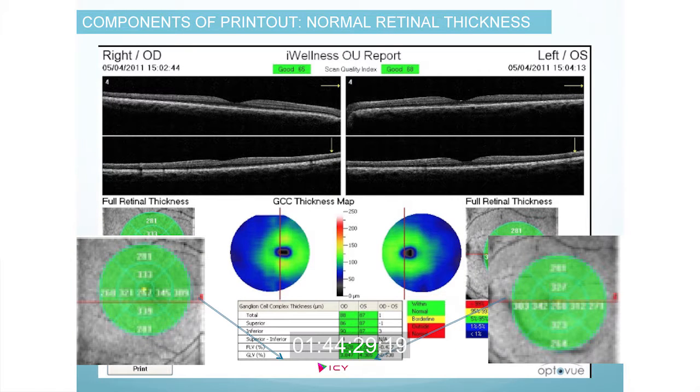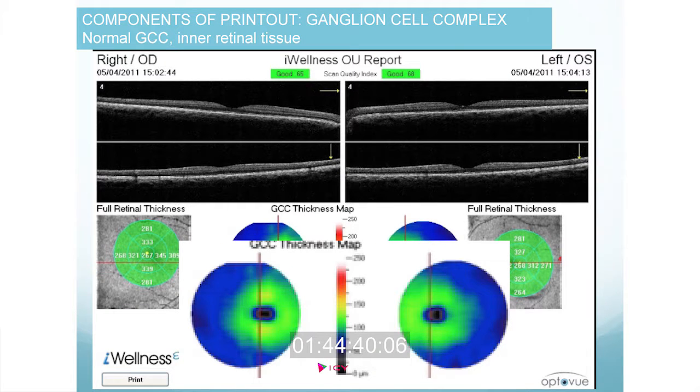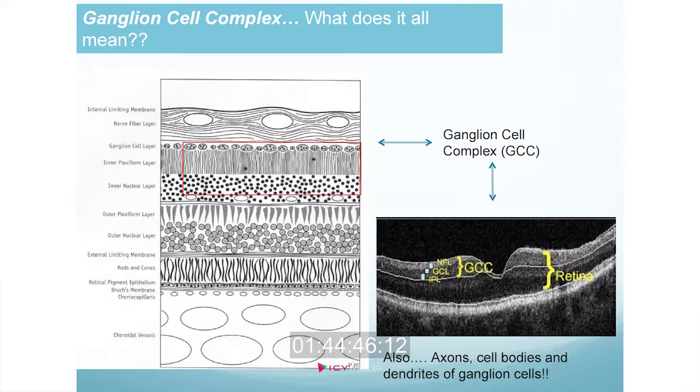Then we have our retinal thickness maps, which look completely normal. Remember, they're measured on a micron scale. We want them to be green. These are all green. And then the ganglion cell maps. I talked before about the ganglion cell complex, how it's made up of 3 layers of the inner retina, and they house the ganglion cell dendrites, cell bodies and axons. So if there's an abnormality affecting the nerve, it would make sense that the ganglion cell complex would be affected.